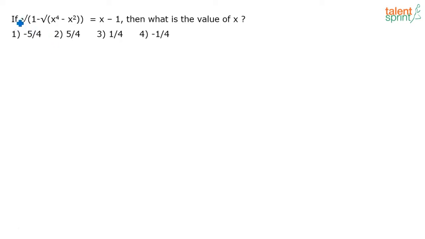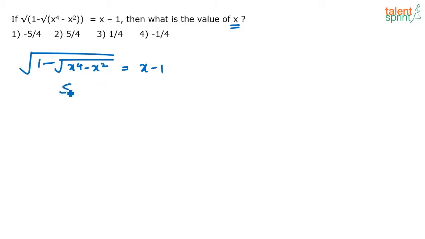See what it says. Square root of 1 minus square root of x power 4 minus x square equals x minus 1, then what is the value of x? Let me write it in a way that you all can understand easily, right? It's like root of 1 minus root of x power 4 minus x square equals x minus 1. Then he's asking us to find the value of x. Now there's no other way other than simplifying it, right? So how do you simplify?